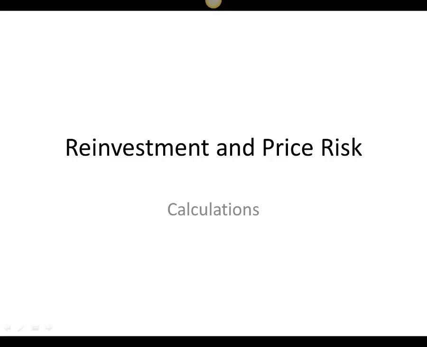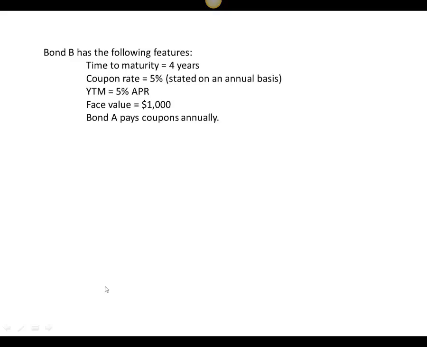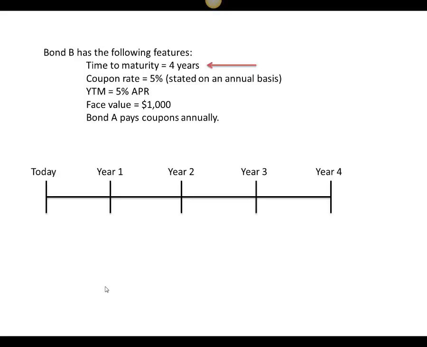In this mini lecture, we're going to work through the calculations associated with reinvestment and price risk. We start with bond features. Bond B has a time to maturity of 4 years. The coupon rate translates to the dollar coupon of $50. And we have a face value of $1,000.